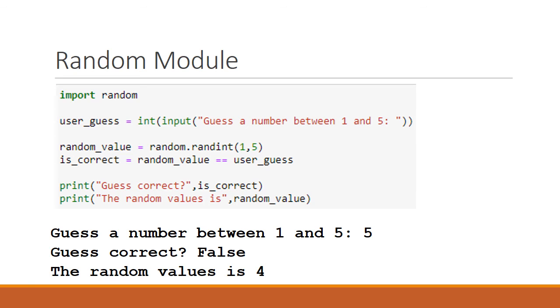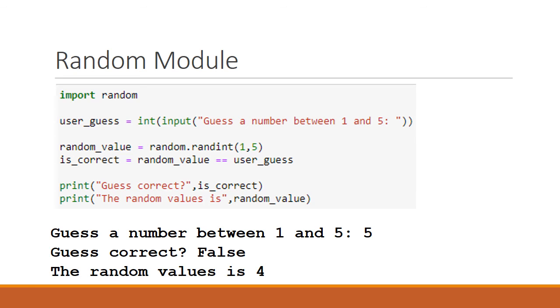Now we're going to output the information to the user. So first we're going to tell the user whether or not their guess was correct. So we print guess correct, and we output the value stored in the variable is correct, and that's going to either be true or false. Next, we inform the user what random value had been generated. So we say the random value is, and we display the value stored in the variable random value.